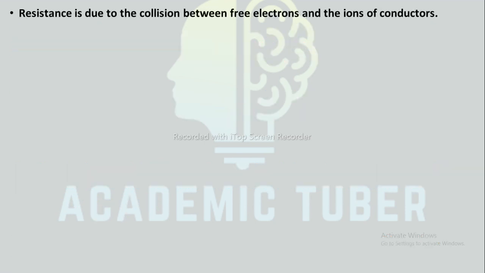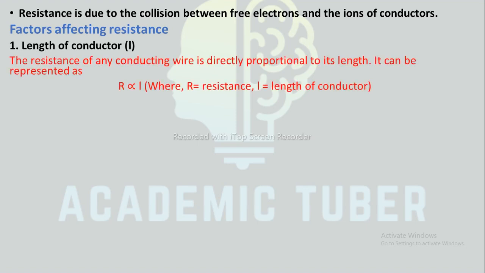Resistance is due to the collision between the free electrons and the ions of the conductor. Now we are going to discuss some of the factors affecting resistance. First one is length of conductor, which is denoted by small l. The resistance of any conducting wire is directly proportional to its length. That is, R is directly proportional to l.